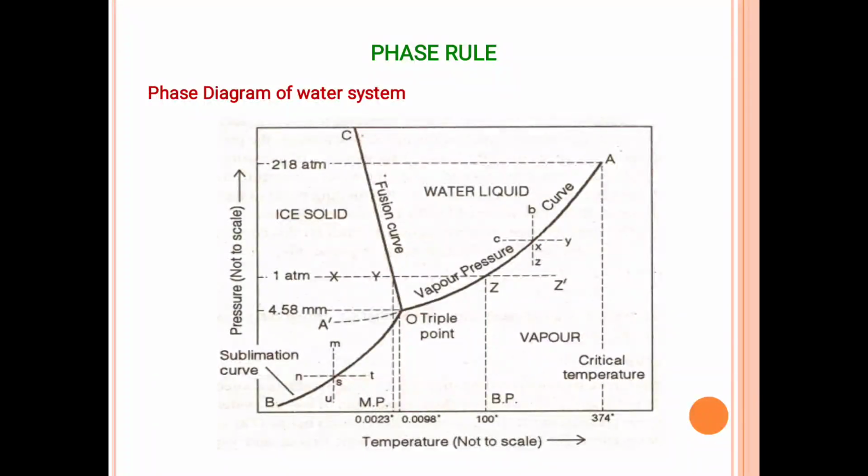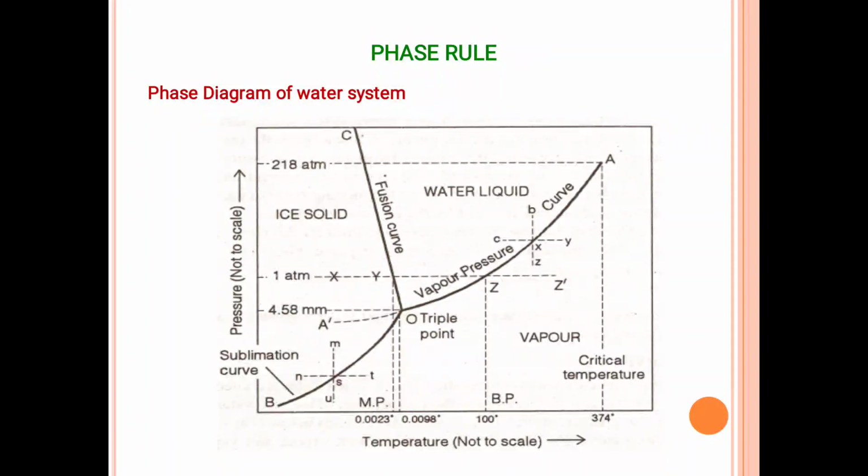Point O is called the triple point. The three curves OA, OB and OC meet at the point O, where three phases like solid, liquid and vapor are simultaneously at equilibrium. This point is called the triple point, and at this point ice, vapor and water, all three, will be in equilibrium. The degree of freedom of the system is 0 here, that is, the system is non-variant. The corresponding temperature and pressure at the point O are 0.0075 degrees Celsius and 4.58 millimeters.